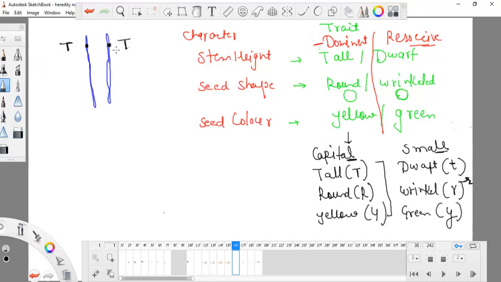So this is my chromosome, and in this chromosome, I'm having this P having tall and tall at both sides. So this is P and this is the chromosome of P, and one chromosome it is getting from its mother and one chromosome it is getting from its father.